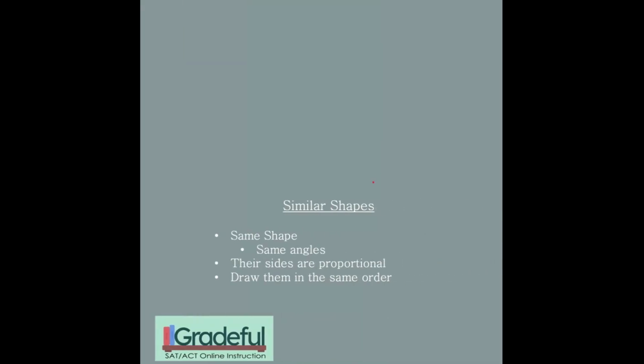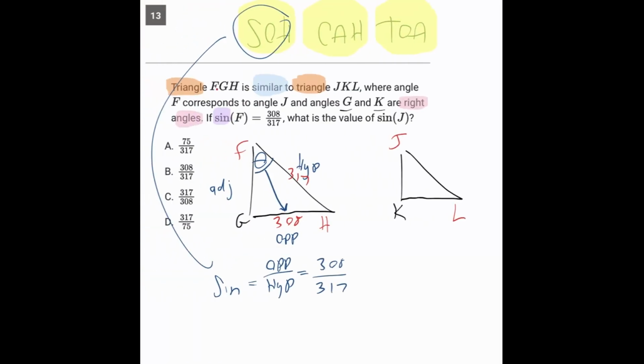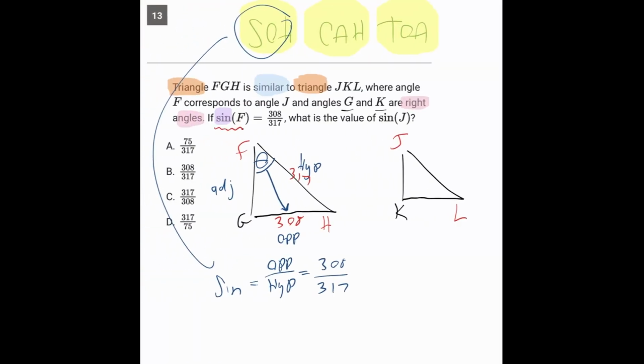Now, the idea of similar shapes is that they have the same angles as one another. So if we're being told about the sine of F, then that's the same as the sine of J, because these two angles, by definition, are the same as one another. So if a question is asking about the sine of J, well, they may as well be asking about the sine of F, and we can use the sine of F. What is the sine of F? Well, it's 308 over 317. We knew that already. So that's a nice and easy answer here. 308 over 317, which is answer choice B.